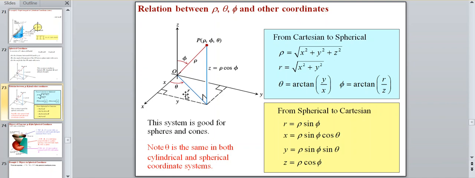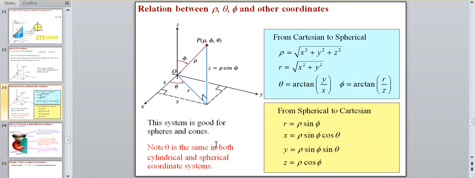And y is r sine theta. But r is rho sine phi. So totally, we have x equals rho sine phi cosine theta, y is rho sine phi sine theta, z is rho cosine phi, and r is rho sine phi. Sometimes, to find phi, instead of this, we may use this equation to find phi.